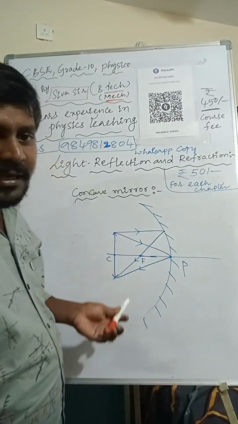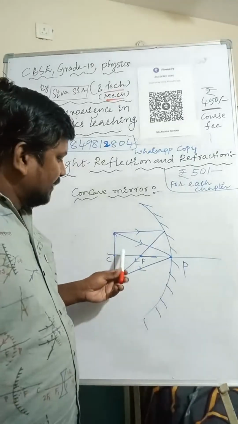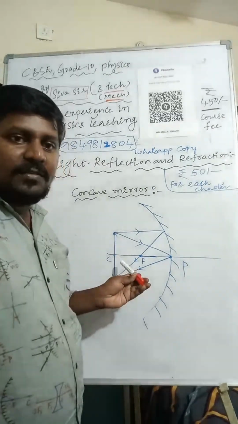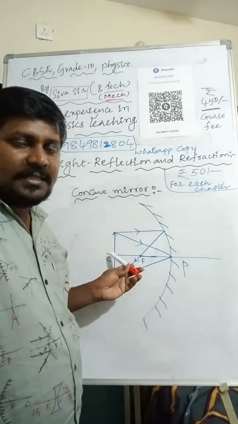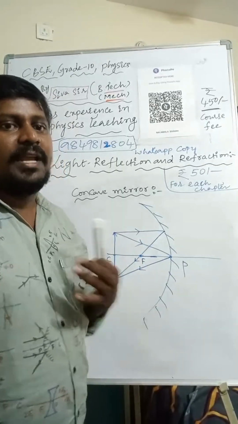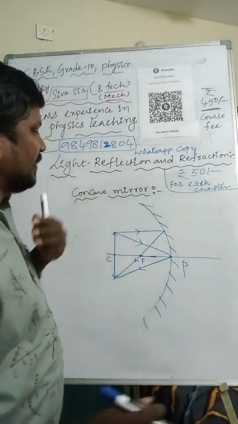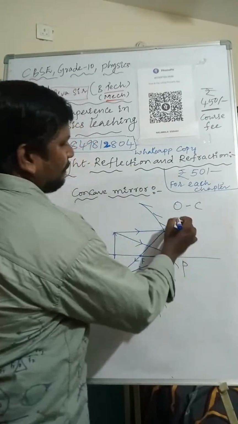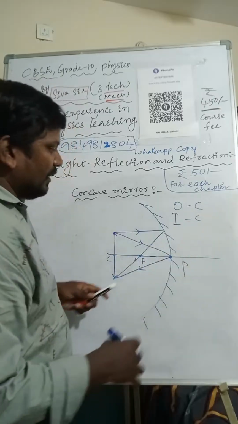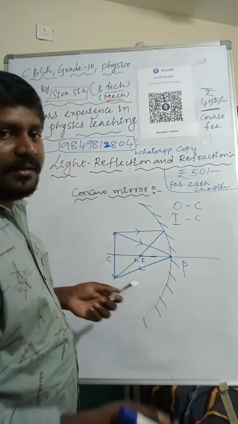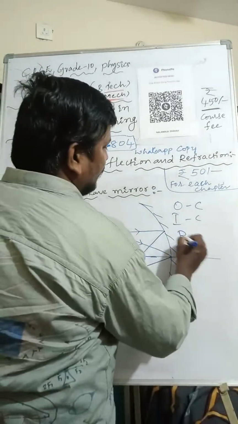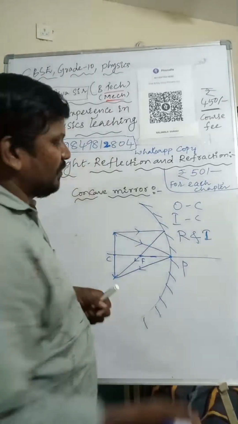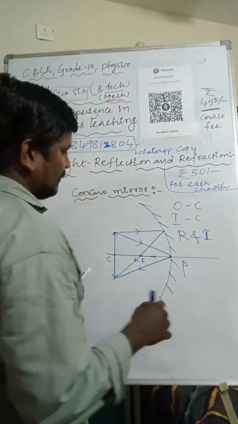So here you have to observe, object is placed at C. Image also will form at C itself. So nature of the image: object at C, image will form at C. Nature of the image is real and inverted. And size of the image is, what is the size? Same size.